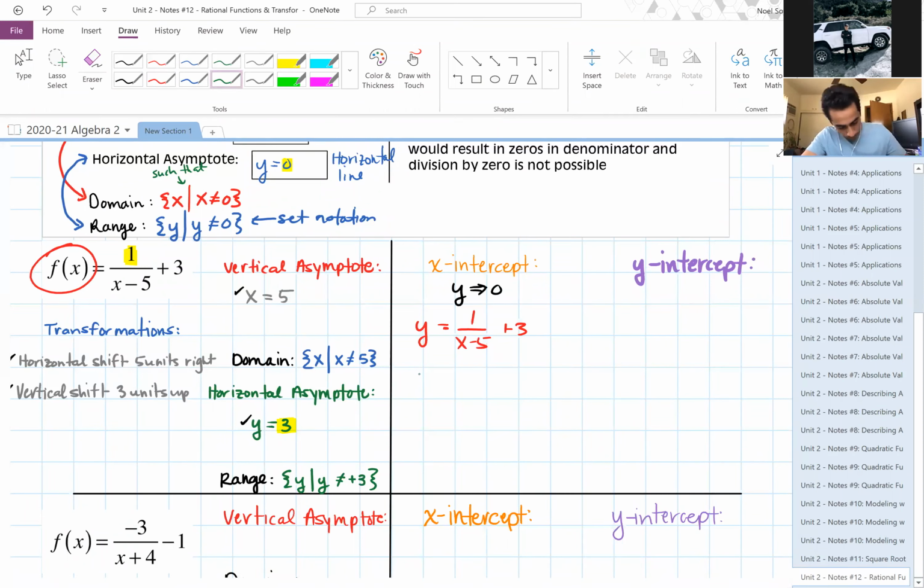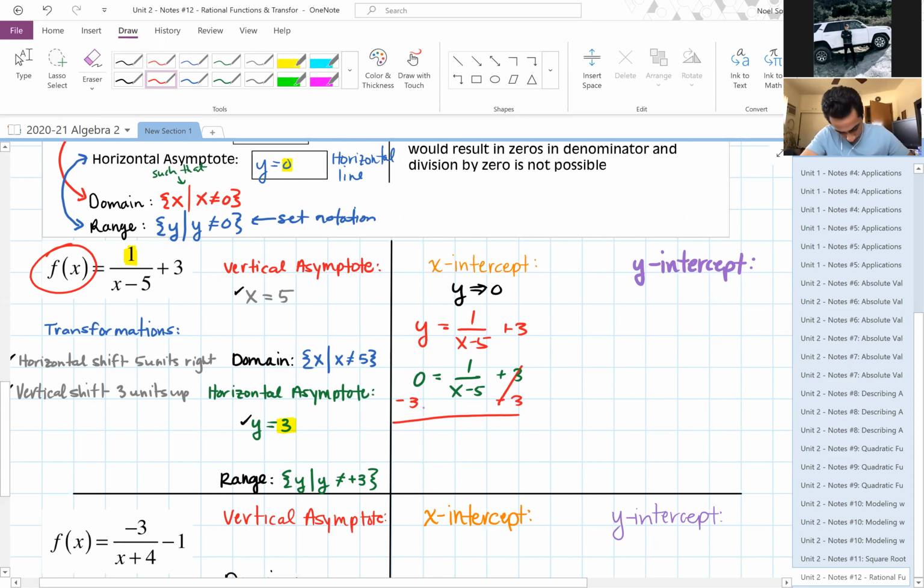So I'm going to turn y into 0. So I have 0 equals 1 over x minus 5 plus 3. Here's what you're going to do first. You're going to move the constant 3 to the other side. You're going to want to get that fraction by itself. So first subtract 3 from both sides. And what you're left with is negative 3 is equal to 1 over x minus 5.